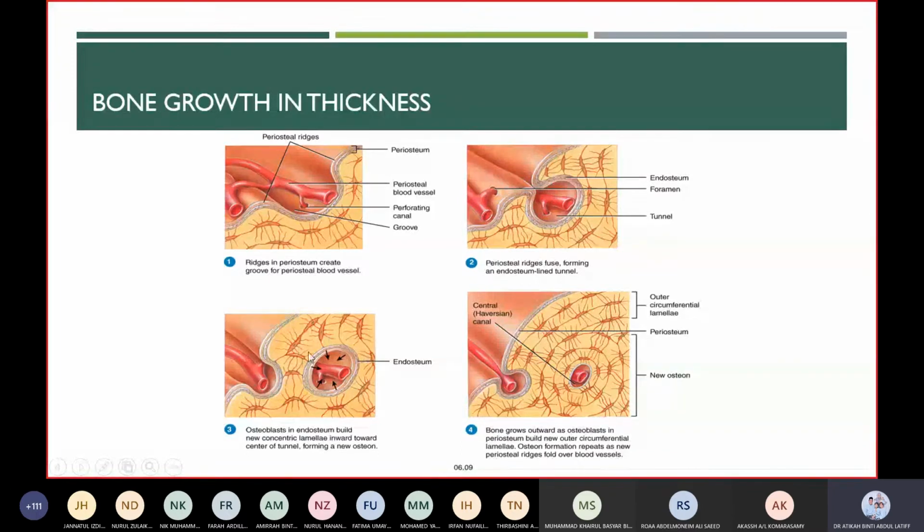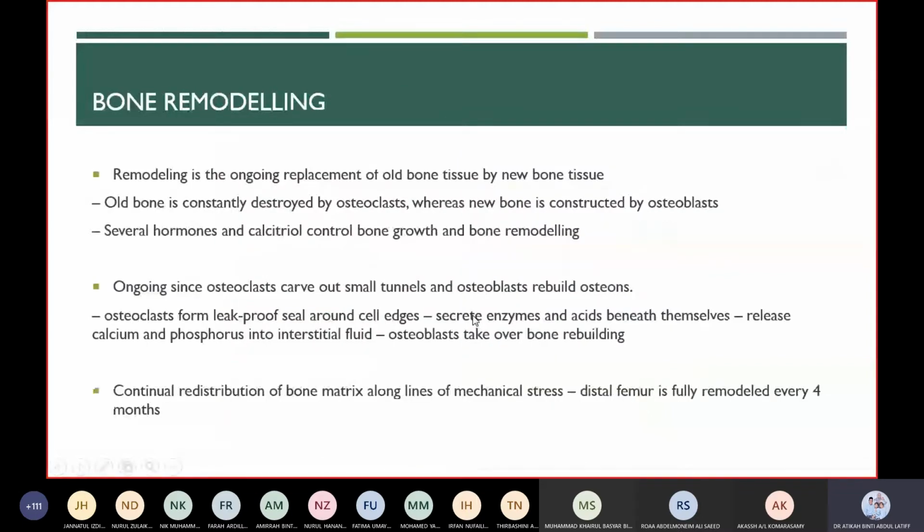So this whole new unit is called the osteon. The tunnel that is formed is an osteon, and osteoblasts will secrete bone towards this center. Layers and layers of bone will develop around the artery, and the development of these osteons will cause the bone to be thicker or larger in diameter.